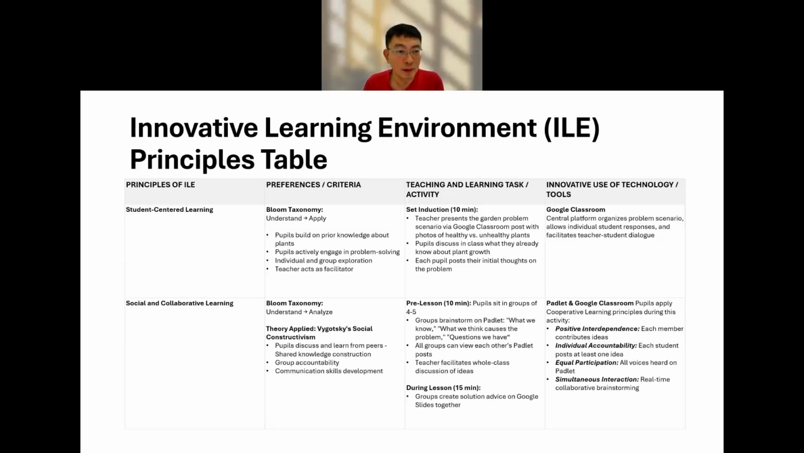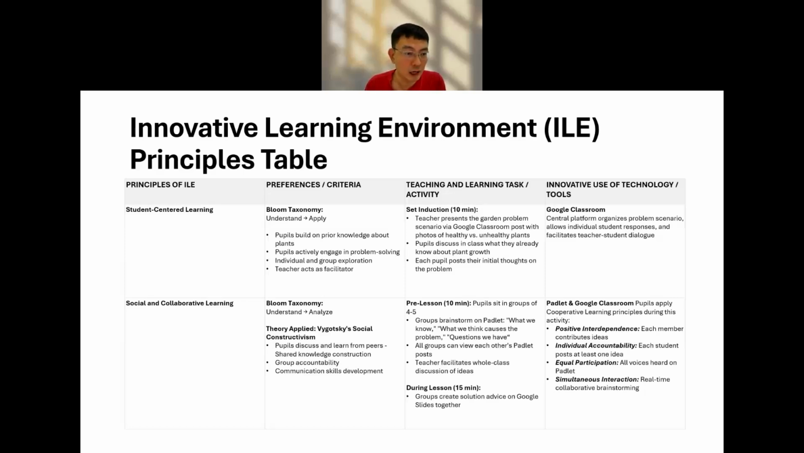When we look at the first one, student-centered learning, we were based on Bloom's taxonomy, from understanding all the way to application. The pupils build on prior knowledge about plants and are actively engaged in problem solving while the teacher acts as a facilitator. We will use the digital tool Google Classroom as a central platform for this activity.